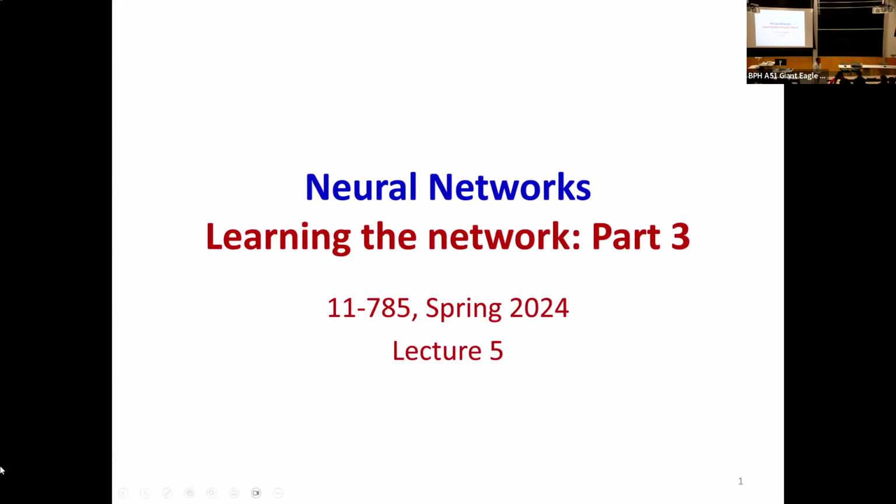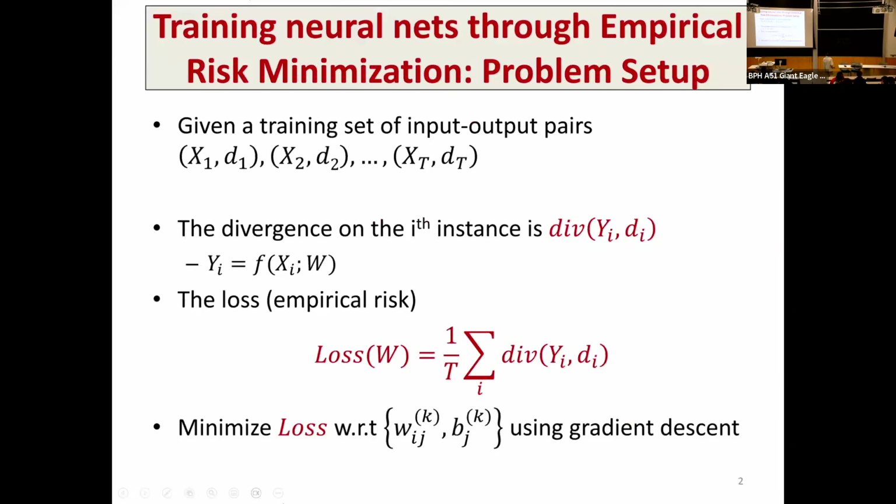Okay, let's begin. So here's where we were. We've seen that neural networks are function approximators. They can approximate any function. We typically make them approximate a specific function by adjusting the parameters of the network.